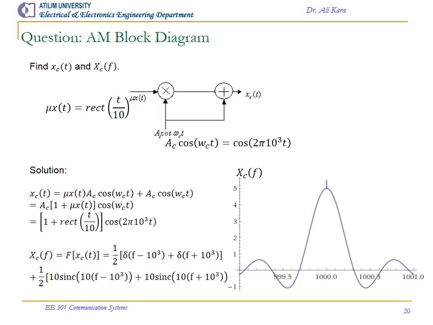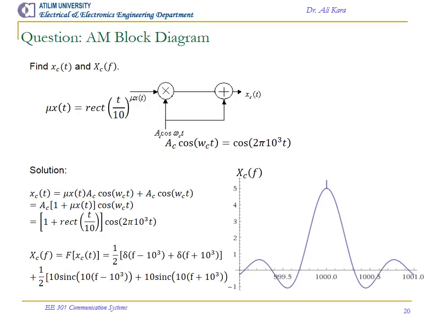Question. AM block diagram. In the diagram below, a typical AM system is given with its input parameters. Find the output in time and frequency domain. Solution. First, write down the operation the block does. It consists of a mixer and a summer.